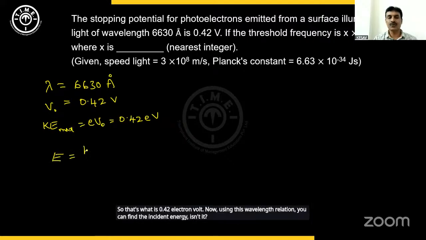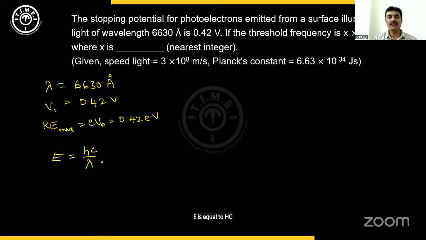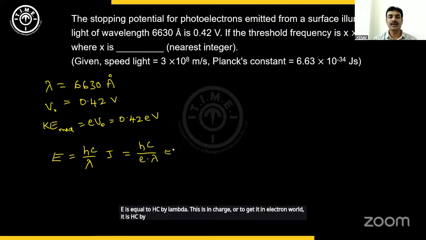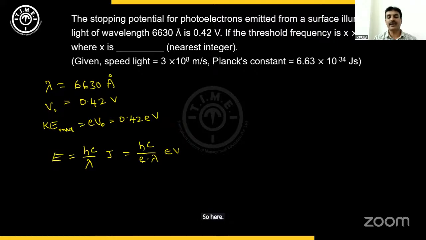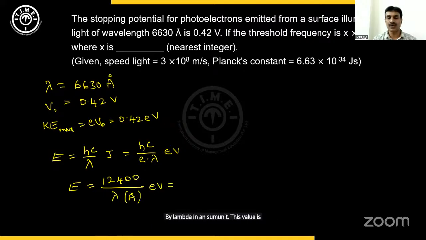E is equal to hc by lambda. This is in joule. Or to get it in electron volt, it is hc by e into lambda in electron volt. See here, h value, c value and e value are constants. Substituting these values, you'll get it as 12,400 by lambda in angstrom unit. This value is in electron volt.